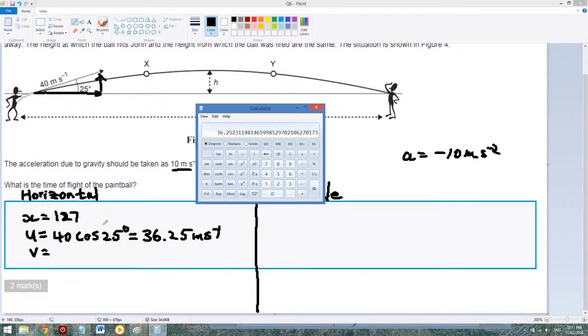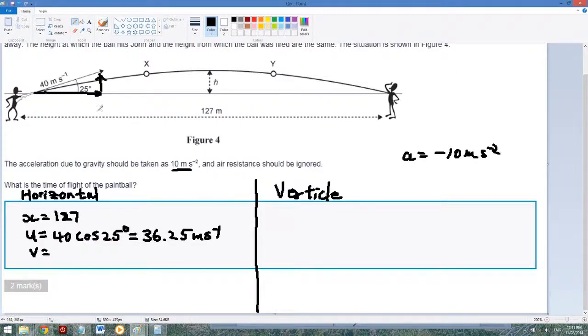Okay. Now 40 cosine 25 degrees. So 25 degrees cosine 25 degrees times 40. The horizontal velocity will be 36.25 meters per second. Just type this in your calculator. However, because there's no force acting on the object horizontally, the final velocity will be the same.